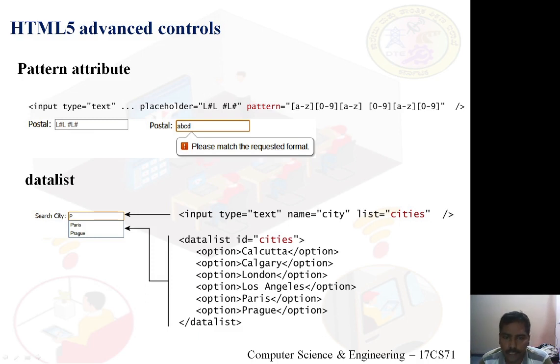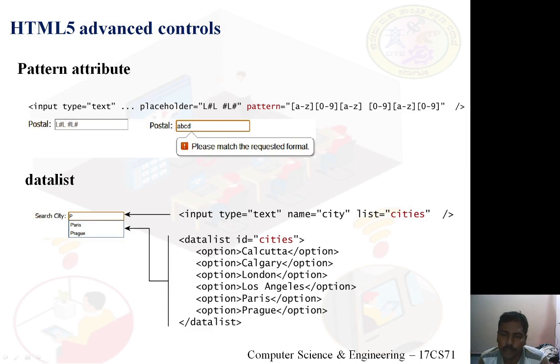Next, we'll have a look at one more advanced control, datalist. It's like a drop down, it's a list, okay? For example, I want to create a drop down menu. So here the type is text, and the name for this field I may give anything. I've given city, and I used one more attribute known as list. I have named it as cities. I need to create this drop down menu using datalist and identification for cities.